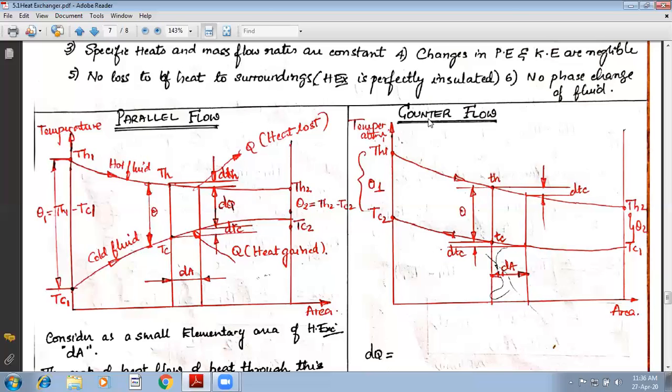Now for counterflow heat exchanger, theta 1 is nothing but Th1 minus Tc2. The temperature difference at the length equals to 0. Now at length say L, theta 2 is Th2 minus Tc1.